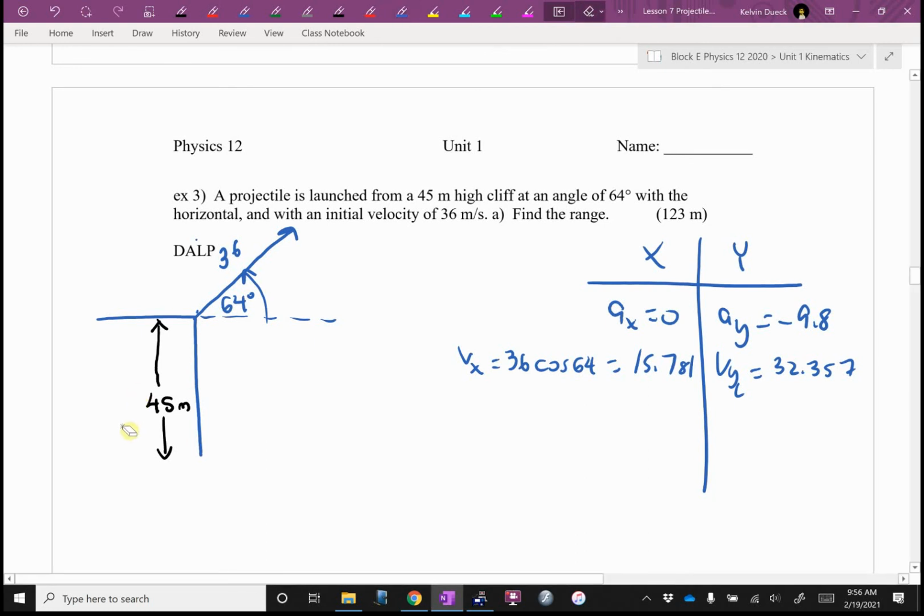This 45, vertical or horizontal? Vertical, but it's not a 45. What's it going to be? Yeah. Question, yeah?